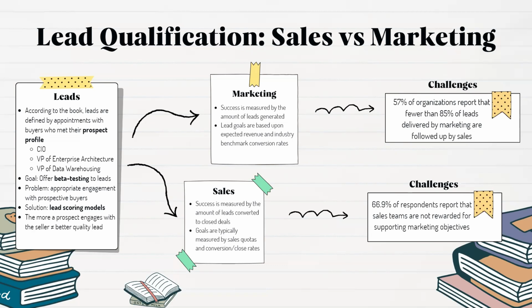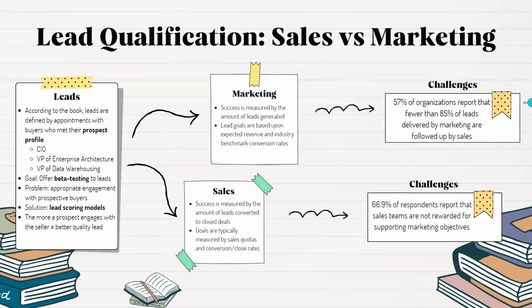However, the main problem faced here is appropriate engagement with prospective buyers. Something we'll get a little further into in the next slides is that although a client might be engaging a lot with certain types of content, that doesn't necessarily mean they're guaranteed to make a sale. To combat this, the solution we're proposed with is a lead scoring model. One thing to emphasize again is that the more a prospect engages with the seller doesn't necessarily equate to a better quality lead. That is the biggest takeaway here.